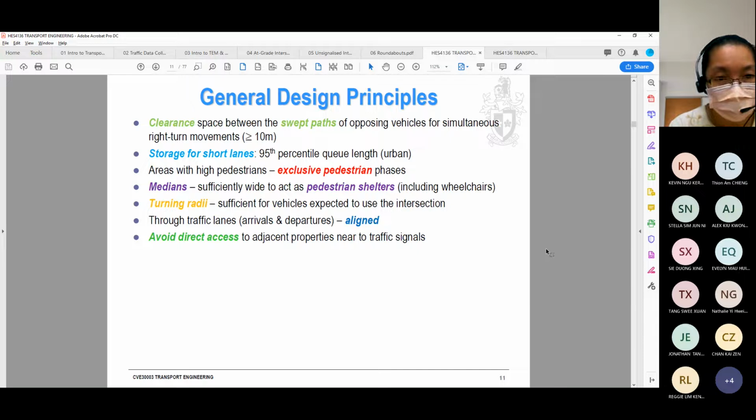Any question on the roundabout? Not at the moment.